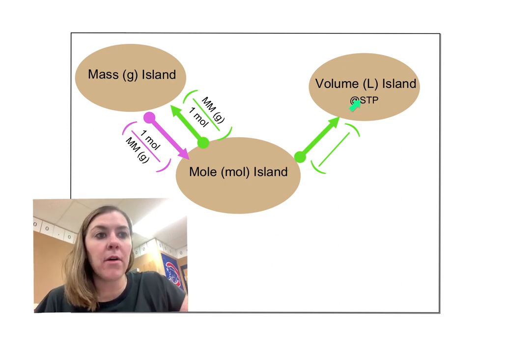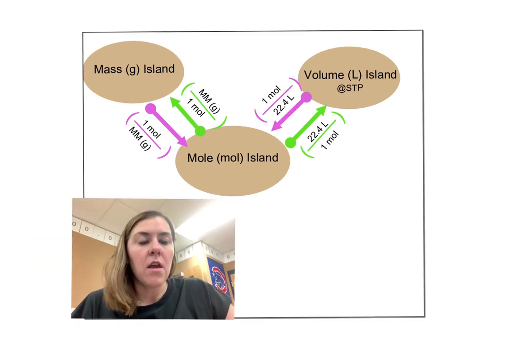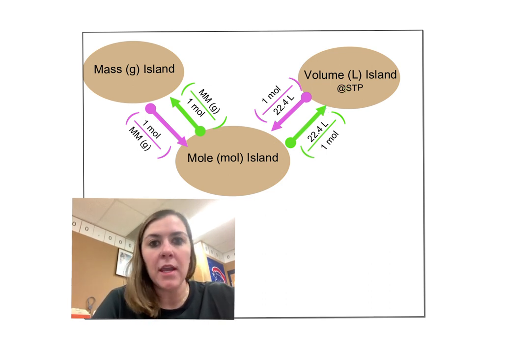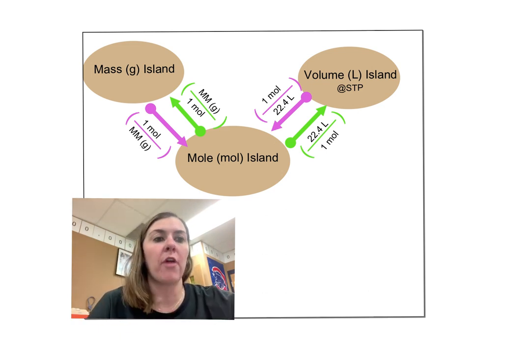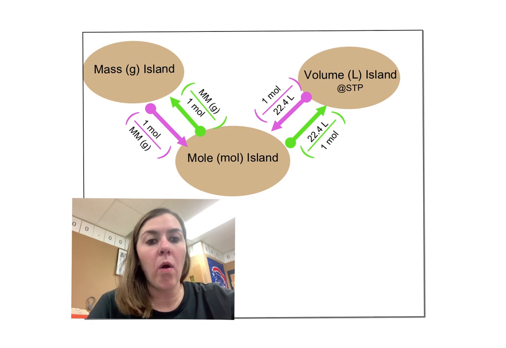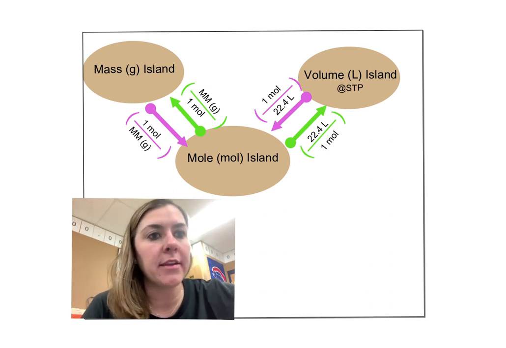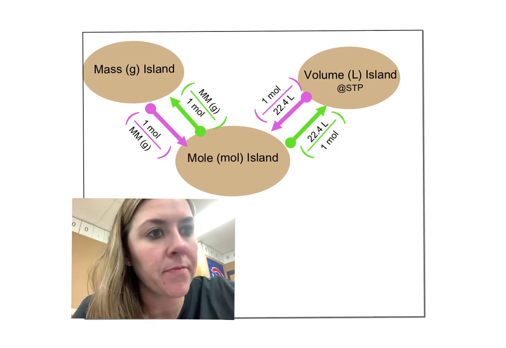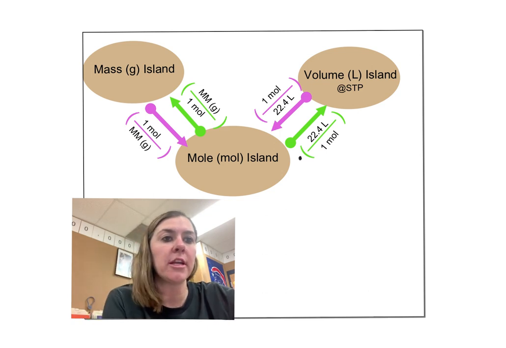So we need to go from mole to volume, set up your bunk beds, and we will go the other way as well. When we go from mole island to volume at STP, for any gas at STP, which is standard temp and pressure, I'll talk about that when we get to the next slide, 1 mole of that gas is equal to 22.4 liters. So if I'm going from mole to volume, we are going to multiply the given number, whatever mole is given, by 22.4 liters over 1.